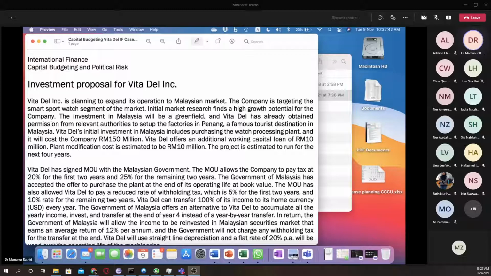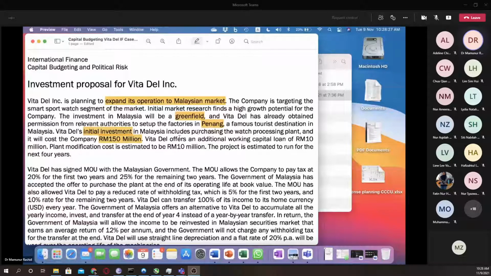Okay, so it's planning to expand its operation to the Malaysian market. The company is targeting the smart sport watch segment of the market. Initial market research finds a high growth potential for the company. The investment in Malaysia will be a greenfield, meaning that this is a new investment, and Vita Dell has already obtained permission from the relevant authorities to set up factories in Penang, a famous tourist destination in Malaysia. Vita Dell's initial investment in Malaysia includes purchasing a watch processing plant, and it will cost the company RM 150 million.